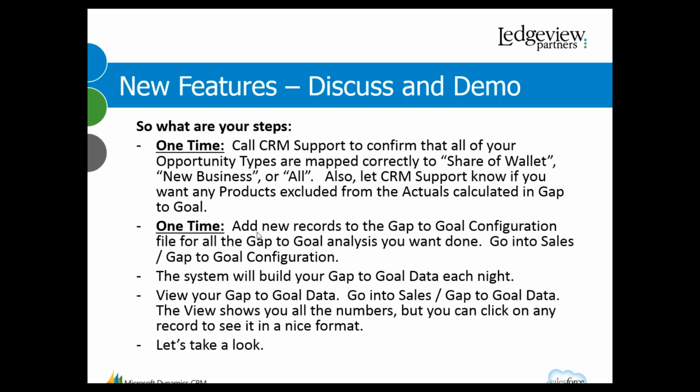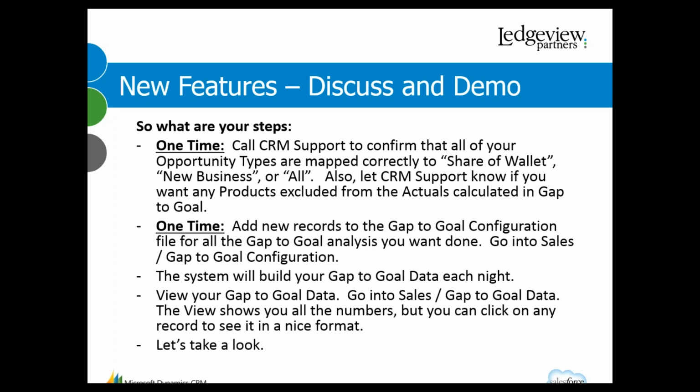There's a couple things you're going to have to do just one time. And I suppose when I say one time, as things change, you might want to go in there periodically if there's any tweaks that have to be made. So one time, call our support team to just make sure that we've mapped your opportunity types correctly to those that you consider share a wallet, those that you consider new, and those that should be bundled into all business.